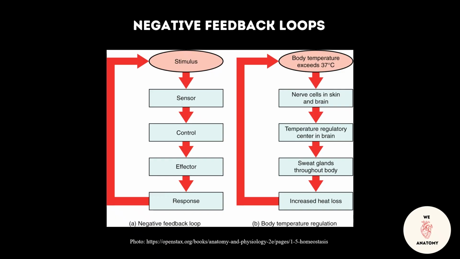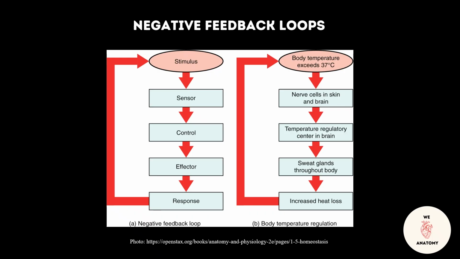This process is the same in the body, but the players are a bit different. The sensors are nerve cells in the skin and brain that monitor body temperature. The control center is the hypothalamus, the area of the brain that controls body temperature. And the effector, how we change body temperature, is either the muscular system, which can produce heat, or the sweat glands, which can expend excess heat.